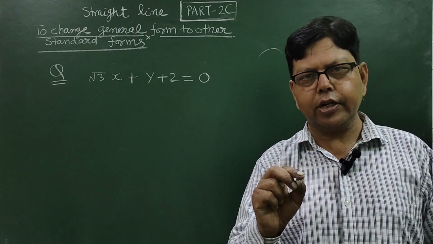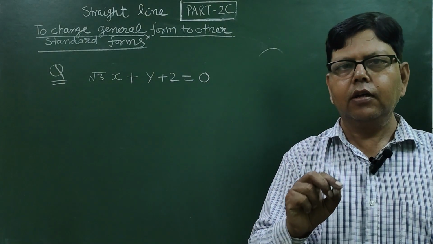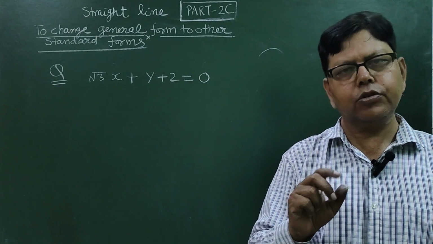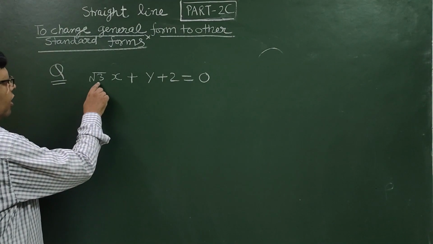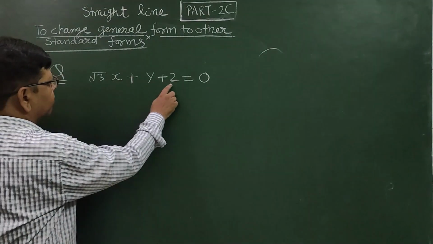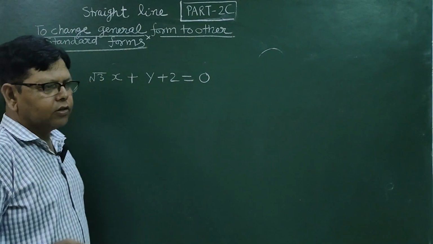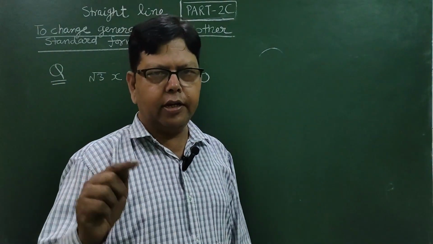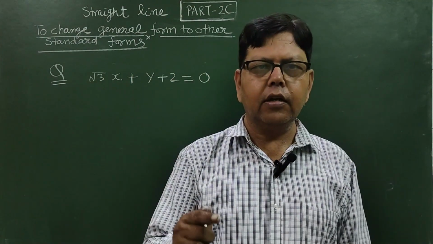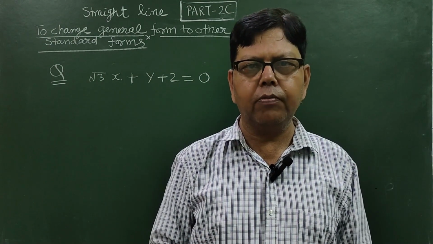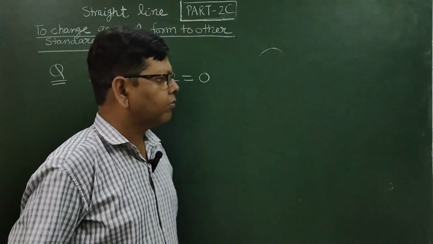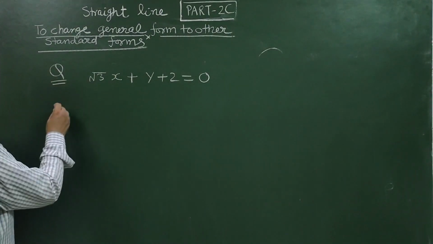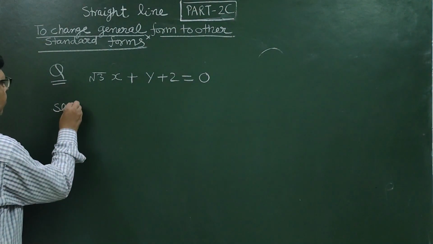Now I will illustrate the whole procedure by taking a question. Convert the general equation root 3x plus y plus 2 equal to 0 into the slope-intercept form, the intercepts form, and the normal or perpendicular form, and tell the various values. So first I will convert this into slope-intercept form.